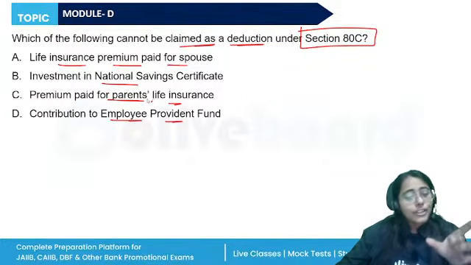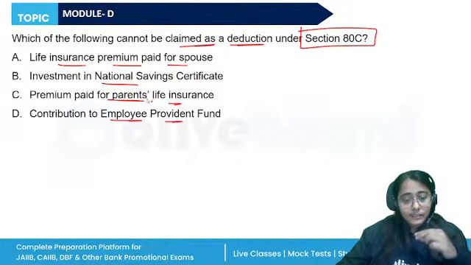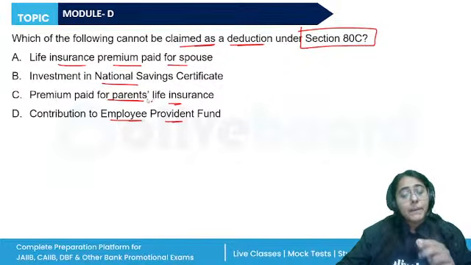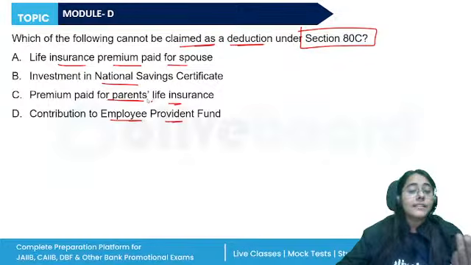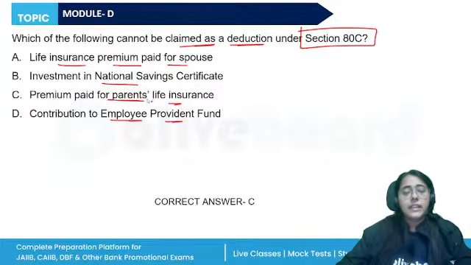Yes, life insurance premium towards spouse, children, self is allowed. However, premium paid for parents, brothers, and sisters are not allowed as a deduction. Okay, so the correct answer will be premium paid for parents' life insurance.